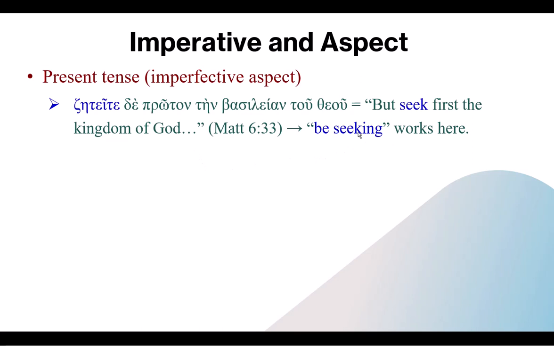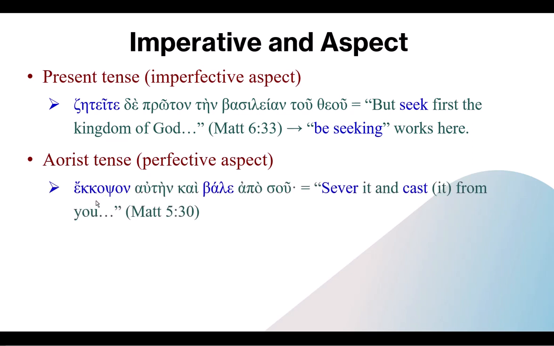Well, "be seeking" would work here in a continuous sense, maybe a repetitive sense. Keep seeking the kingdom of God. So the imperfective aspect here does have a sense of continuation or iteration of an action. Now the aorist tense is going to have more of a perfective aspect. It's going to be in the perfective bucket. Within that bucket, there's some variation, but we get it in a bucket first, and then we can look at what the possibilities are.